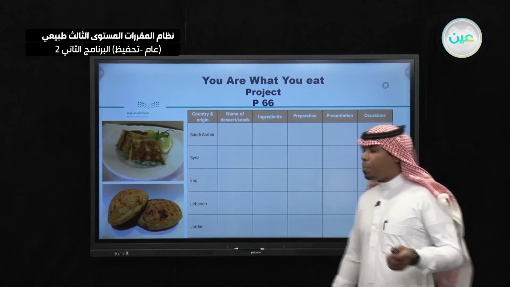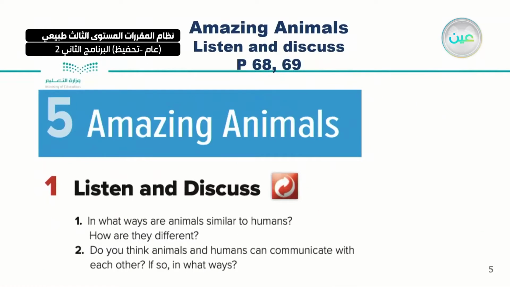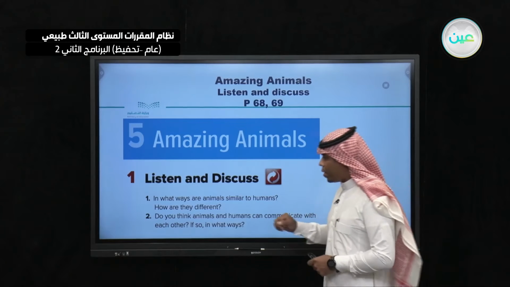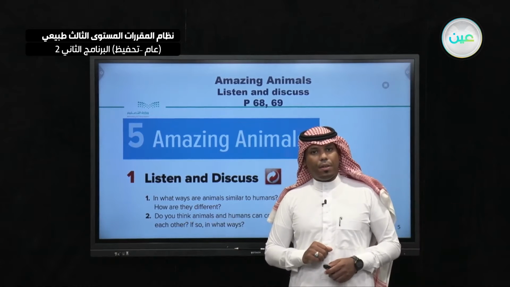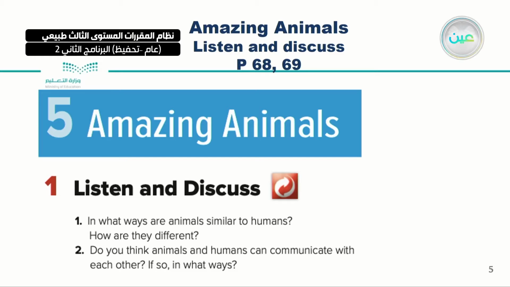Now please open your book to page 68. We have Listen and Discuss. Let's start with number 1. In what ways are animals similar to humans? Do you think animals and humans are similar? And how are they different? Number 2, do you think animals and humans can communicate with each other? If so, in what ways?